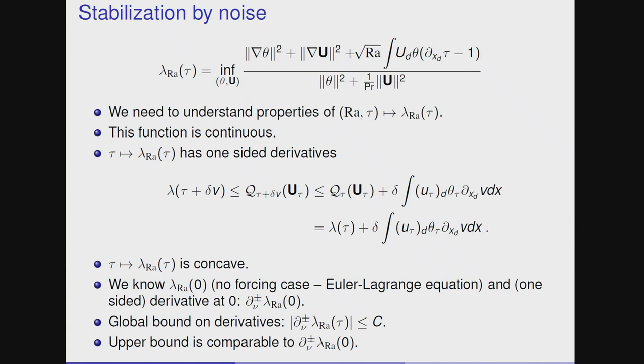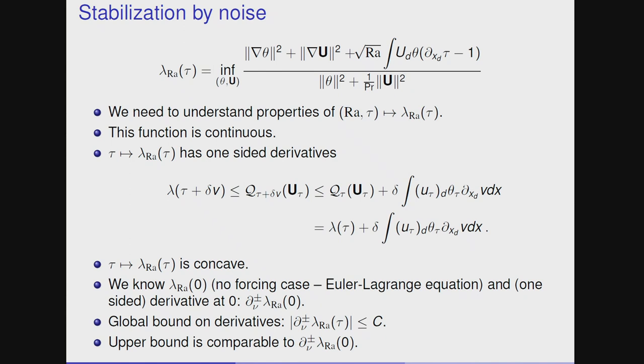Here is my forcing, H. And here is going to be how lambda behaves. So now I know the value at zero. That's good. I know the derivative at zero. Actually, we can calculate the derivative at zero. And I know that the function is concave.